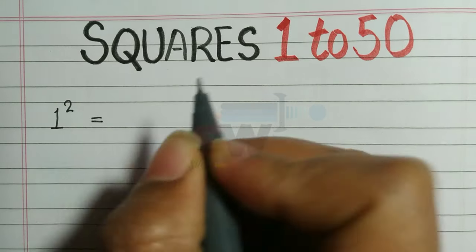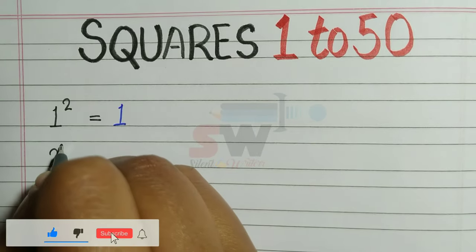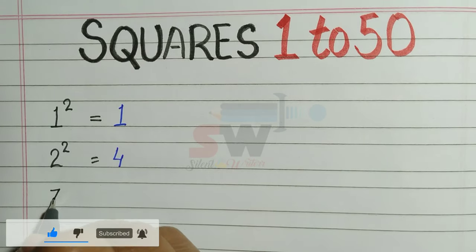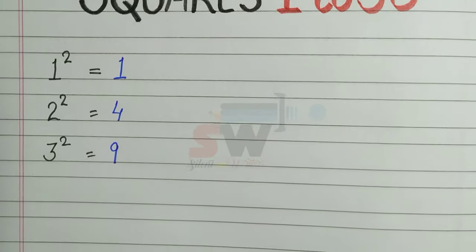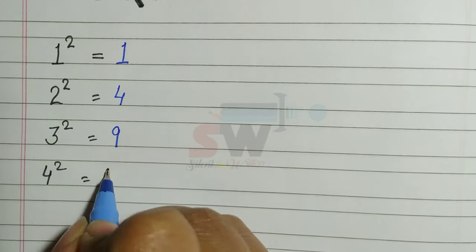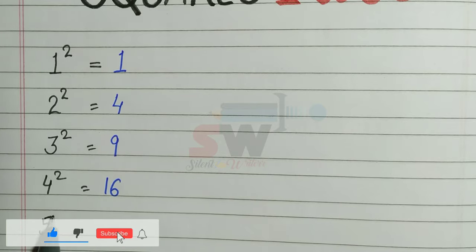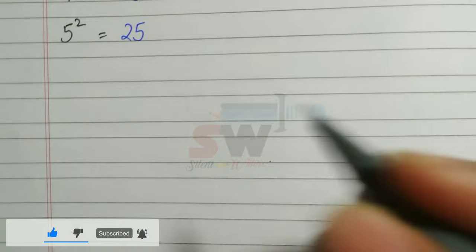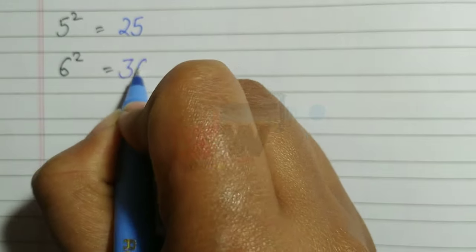Today I am here with the squares 1 to 50. Square of 1, 1. Square of 2, 4. Square of 3, 9. Square of 4, 16. Square of 5, 25. Square of 6, 36.